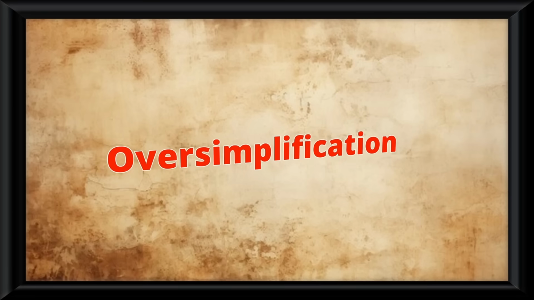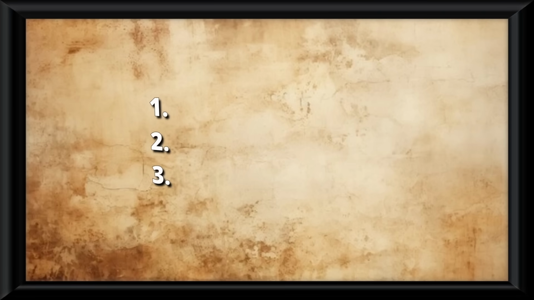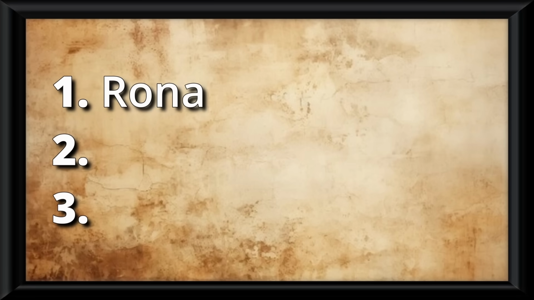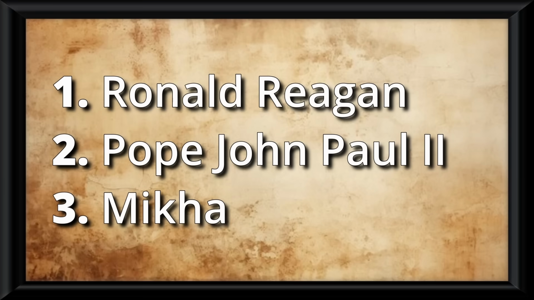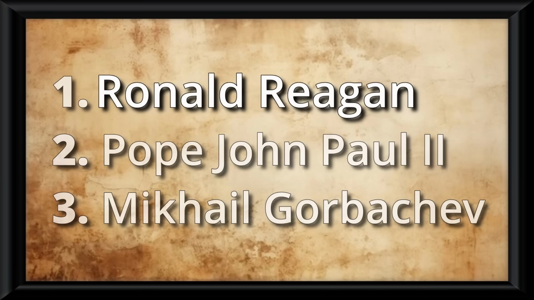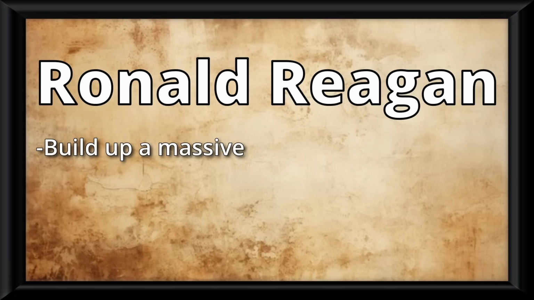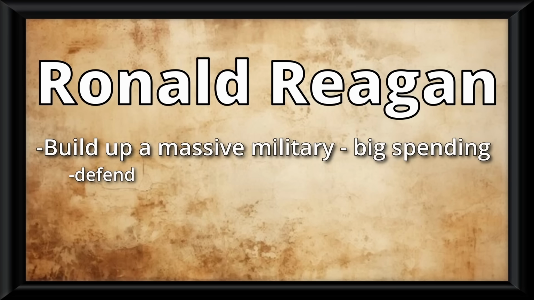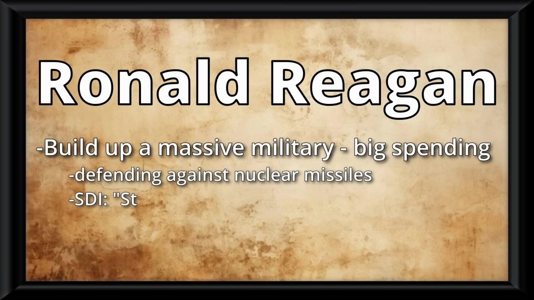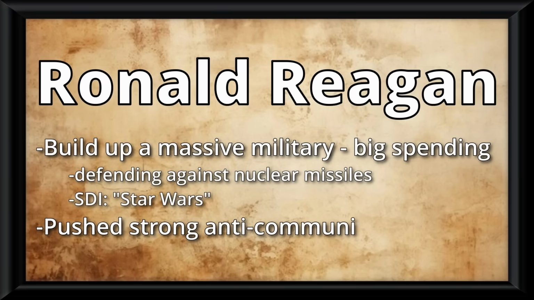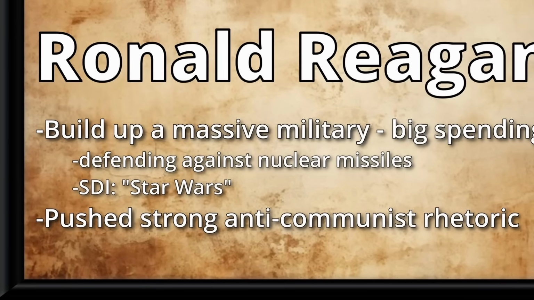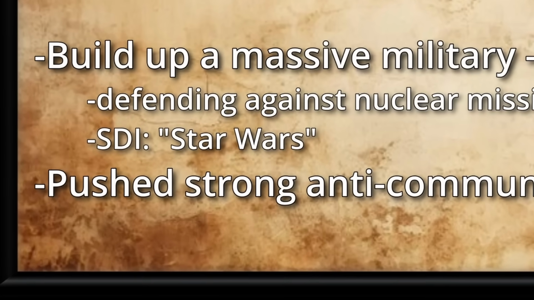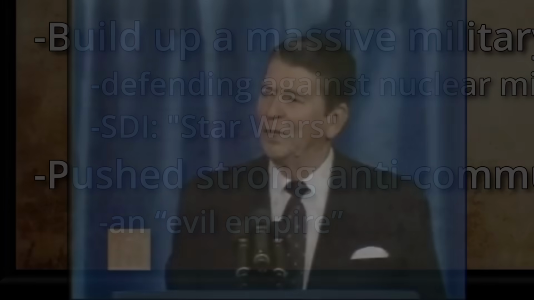But anyway, historians often like to blame three people for the Soviet Union's collapse: Ronald Reagan, Pope John Paul II, and Mikhail Gorbachev. For Reagan's side, the US will build a massive military with increased spending, focusing on defending against nuclear missiles, and the program here was called SDI, or the nickname Star Wars. Reagan also pushed strong anti-communist rhetoric, even going as far as to call the Soviet Union a quote evil empire. In fact, let's roll that clip.